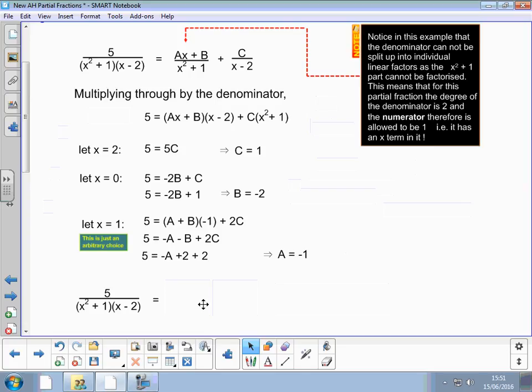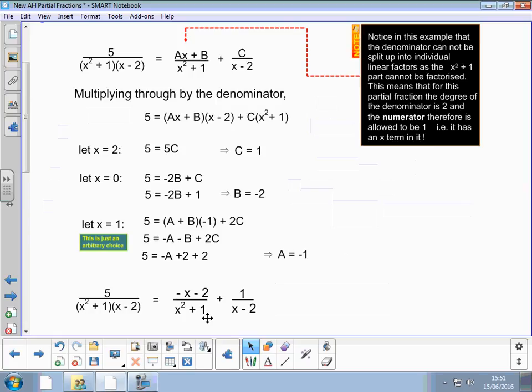So to finish off the example, it's just a case of replacing a, b and c with the values we've figured out for them. So we end up with minus x minus 2 over x squared plus 1 plus 1 over x minus 2. And that is essentially the answer.